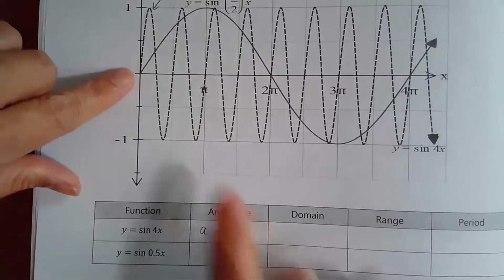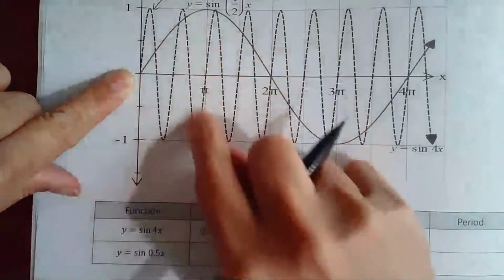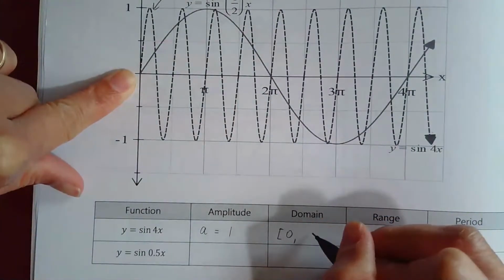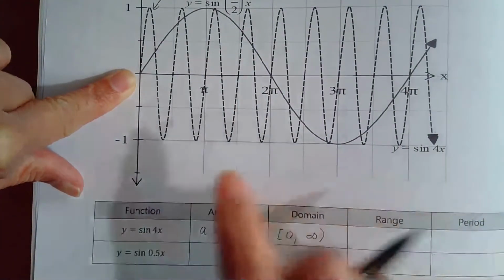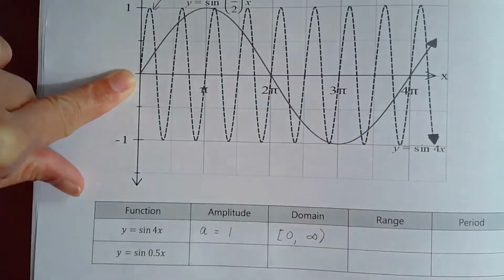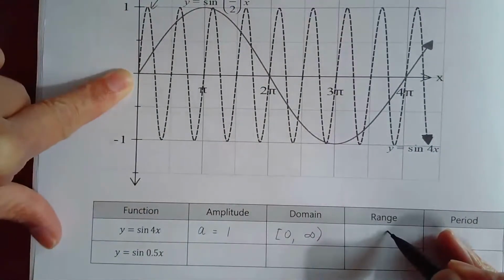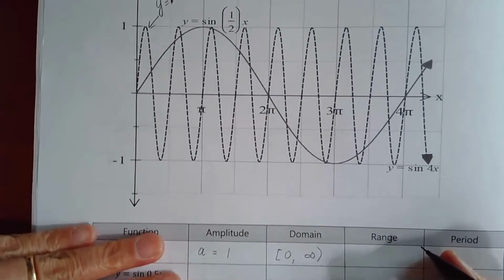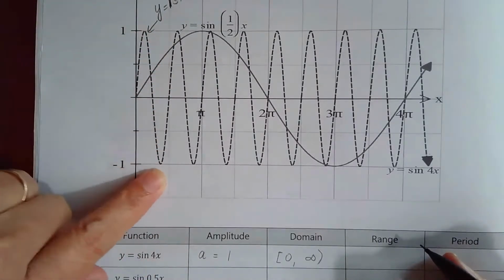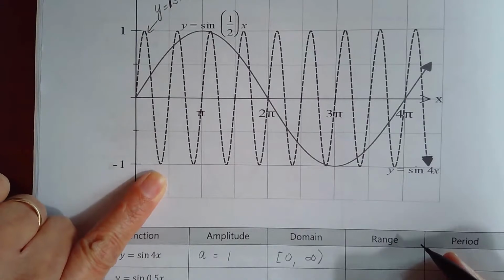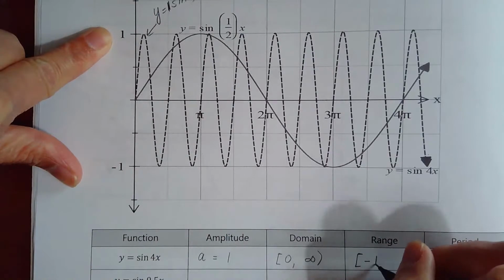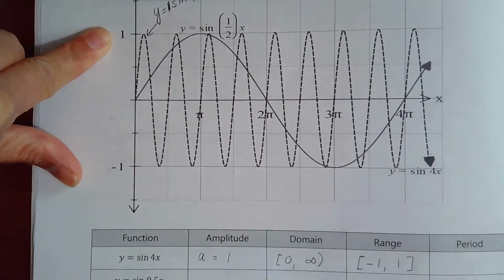What's the domain? So we're going to focus on the dash graph here. The domain is from 0 to infinity, because it goes on continually. Range is the possible y values. We know that this graph goes down to -1. The minimum is -1. The maximum is 1. So the range is going to be from -1 to +1.